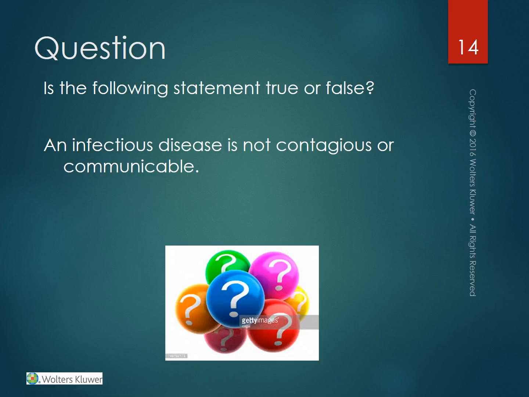Question: is the following statement true or false? An infectious disease is not contagious or communicable. If you think about it, the answer is false. An infectious disease may or may not be contagious or communicable. An example would be Lyme's disease. It is spread by an animal or insect, but it is not contagious and cannot be spread from one person to another.